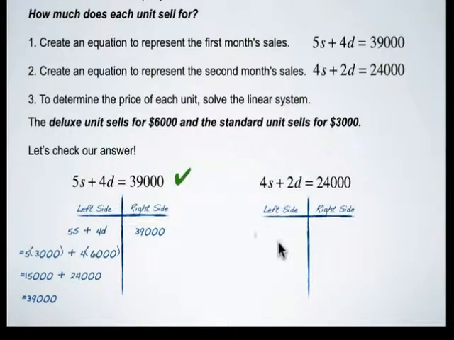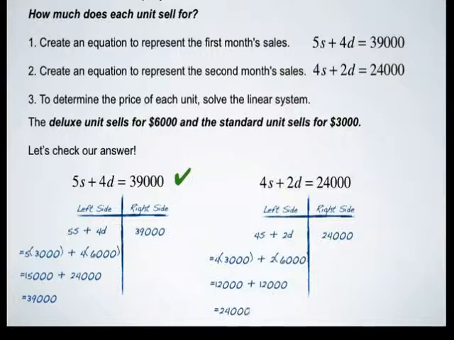The next one, our left side is 4S plus 2D, and the right side is 24,000. When we substitute in for S is equal to 3,000 and D is equal to 6,000, we end up with 4 times 3,000 plus 2 times 6,000. That's 12,000 plus 12,000 is equal to 24,000. The left side and the right side are equal, so the second equation checks out.